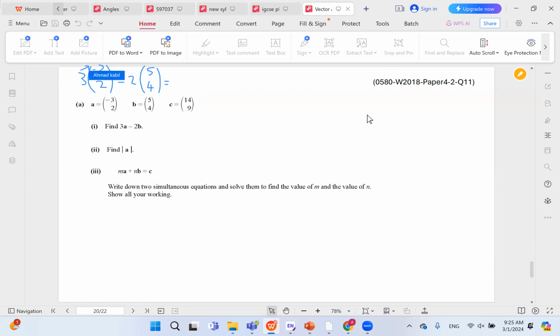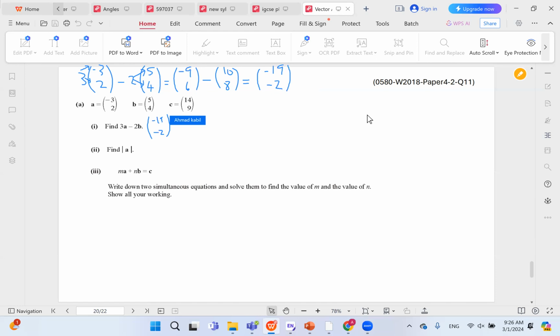We first distribute the 3. So we get (-9, 6). And then minus. And then we distribute the 2. So we get (10, 8). And then we evaluate the operation. So negative 9 minus 10 gives us negative 19. 6 minus 8 gives us negative 2. So that would be the value of 3a minus 2b: (-19, -2).